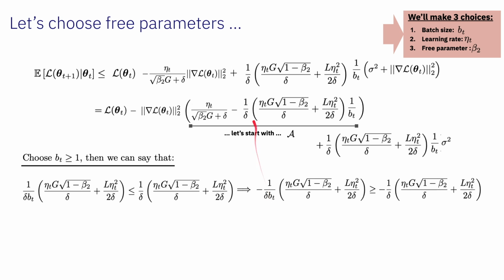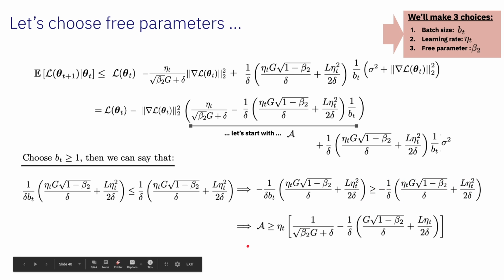Now that will allow me to say, remember we have here minus 1 over delta, right? So this guy here is just this guy here. So now that would be minus 1 over delta b t, which is greater than minus 1 over delta times this thing right here. With that, we can say that A is greater than eta t times 1 over square root of beta 2 g plus delta minus 1 over delta g square root of 1 minus beta 2 over delta plus L eta over 2 delta, okay?